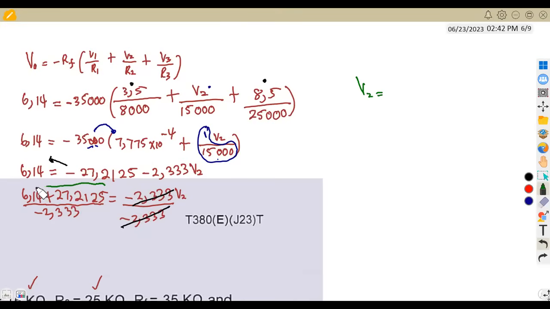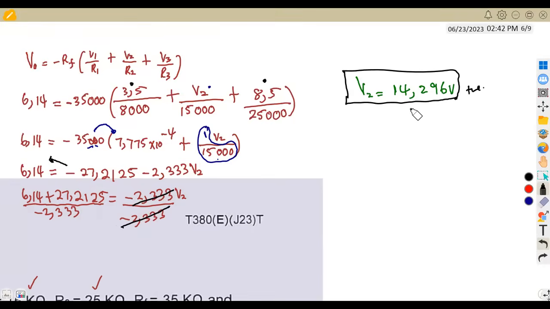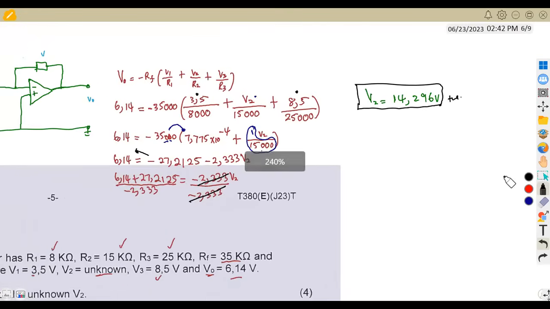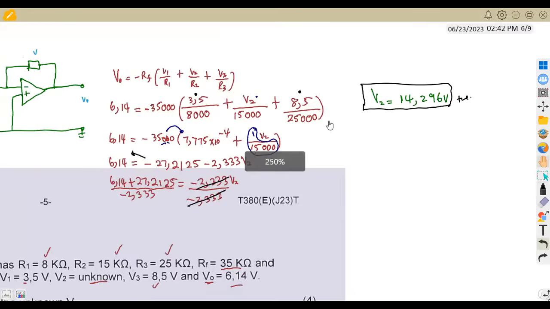If you simplify this whole part here, we are going to have our V2 as a negative, something like negative 14.296. But our answer for the voltage, this V2, is a positive, so you're going to take the modulus of it, which is 14.296 as a positive. V out can be a negative, but this input is always a positive. So you take the magnitude of that answer. All right, so this is the unknown value of V2 in this summing amplifier that we had. So these are the calculations.